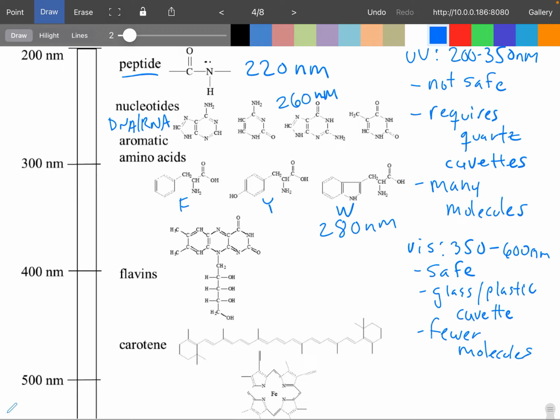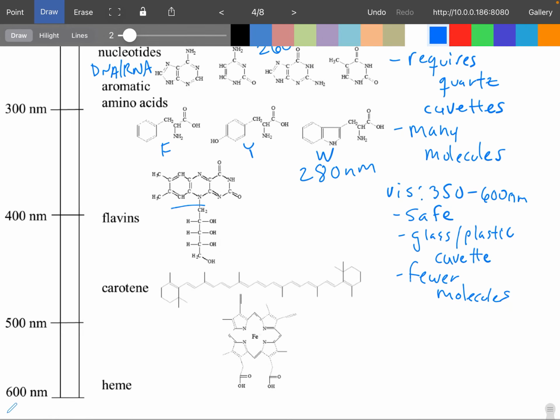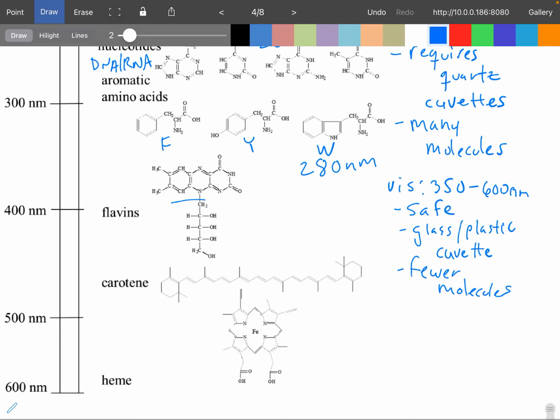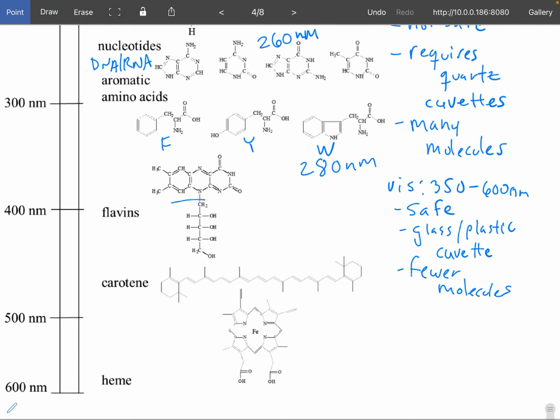Fortunately for us, the molecule that we're going to study in this class does absorb in the visible range, so we're in luck there. Examples would be things like flavins. The flavin cofactor part has conjugation, as do carotenes and heme. As we go down this chart, we're seeing more and more conjugation, and that leads to longer wavelengths that these molecules absorb. If you took or will take physical chemistry, you'll appreciate that a bit more, but we're not going to go into too many details here.